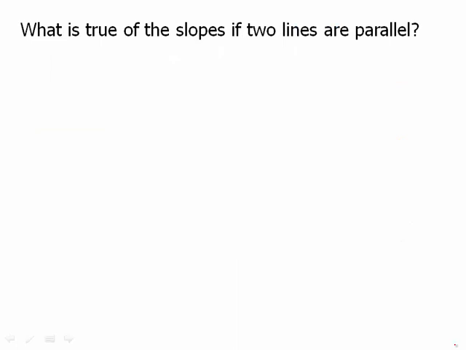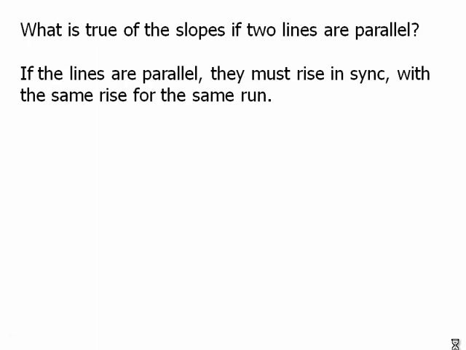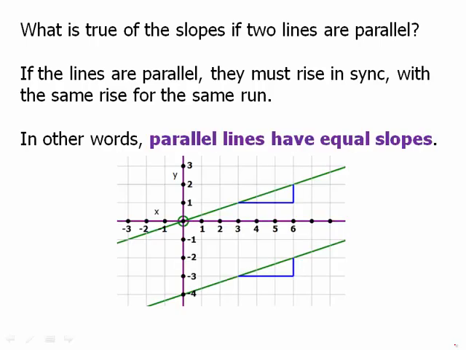What is true of the slopes if two lines are parallel? If the lines are parallel, they must rise in sync with the same rise for the same run. In other words, parallel lines have equal slopes. That's a big idea. Parallel lines always have equal slopes.